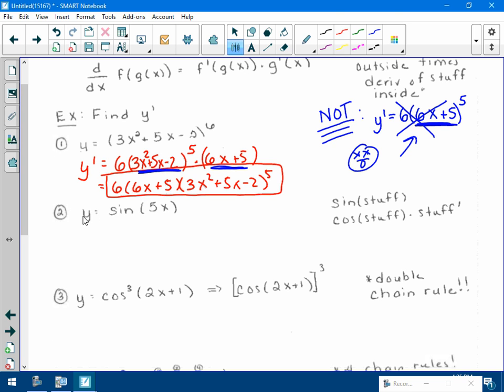Okay. Second one. Sine of 5x. That's like sine of stuff. So the derivative of sine of stuff is usually cosine of stuff. So this would be y prime equals cosine of stuff. Then multiply by the derivative of stuff. What's the derivative of 5x? It's just 5. So y prime equals 5 cosine of 5x. Done.